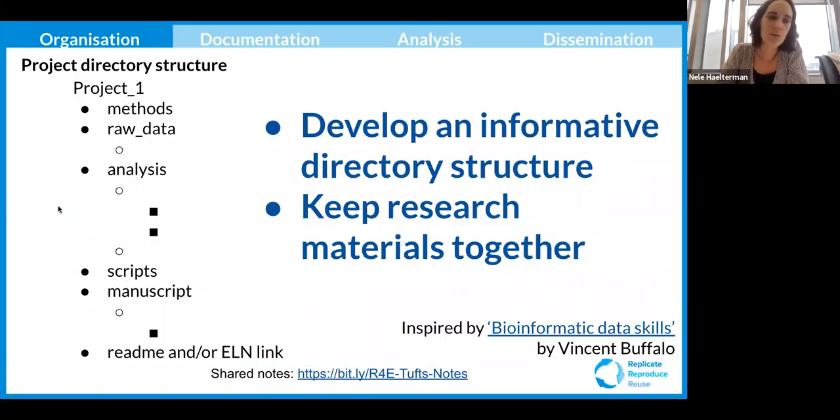So what you may want to start with is to think about your directory structure up front. Like I mentioned, if you have different projects, make different folders for every individual project and make subfolders within there that will talk about the different types of data that you'll have. So you're going to have a folder for your methods, your raw data, your analysis, any kind of scripts that you may have, the manuscript that hopefully you will be able to write up about this project at some point, and then any kind of README file and or an electronic lab notebook link that you might have.